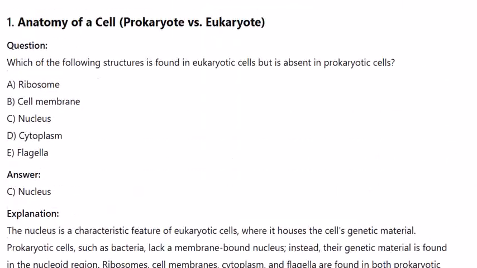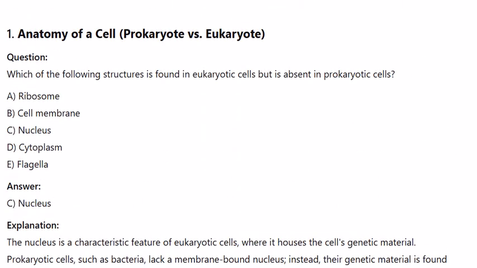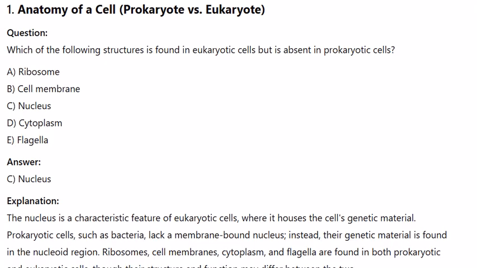1. Anatomy of a cell, prokaryote versus eukaryote. Question: which of the following structures is found in eukaryotic cells but is absent in prokaryotic cells? A. Ribosome. B. Cell membrane. C. Nucleus. D. Cytoplasm. Answer: C.